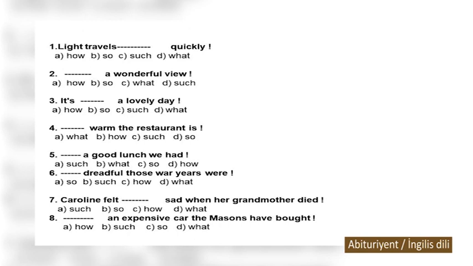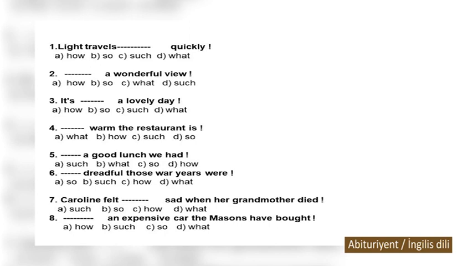4. Warm the restaurant is. We'll not take such or so, we'll take what or how. Which one to take, what or how? If you see the article there, of course, we can't use what here. In that case, our B variant is okay variant. How warm the restaurant is. 5. A good lunch we had. What or how? We'll not use such or so, that when you see article A here, which one to take? Yes, you're right, we'll take what.